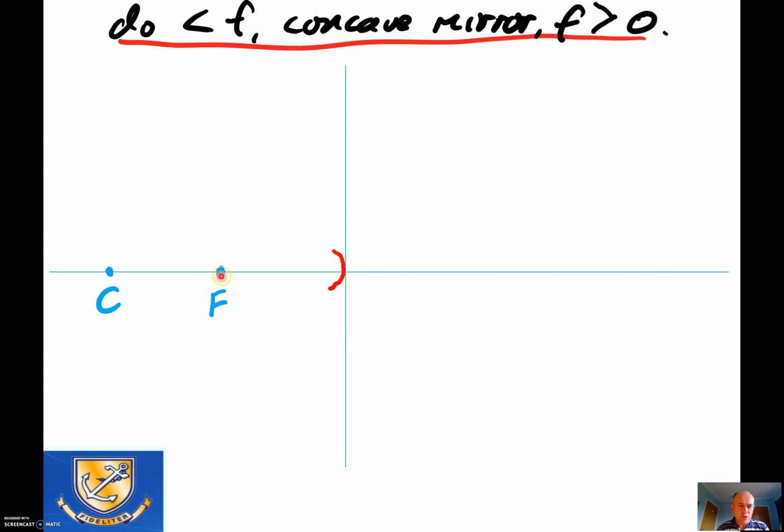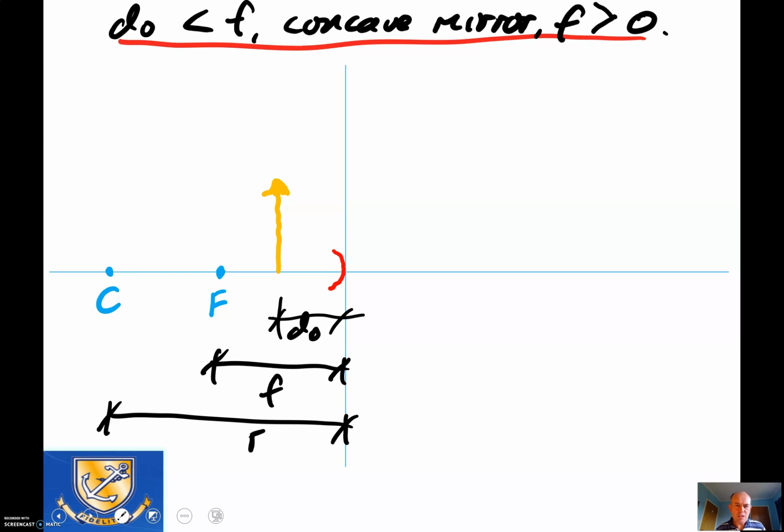We draw in the focal point and the center of curvature. If we then draw in the object, which I'm going to put in as roughly halfway between the focal point and the pole, draw in these distances, do, f, and r.